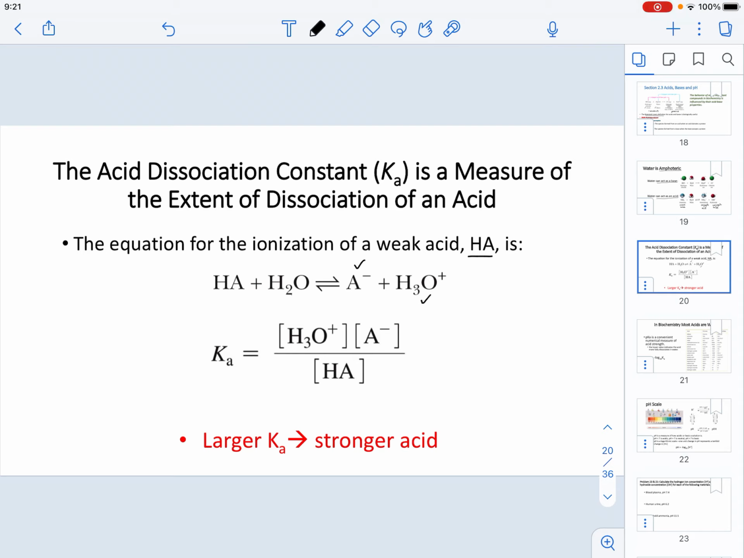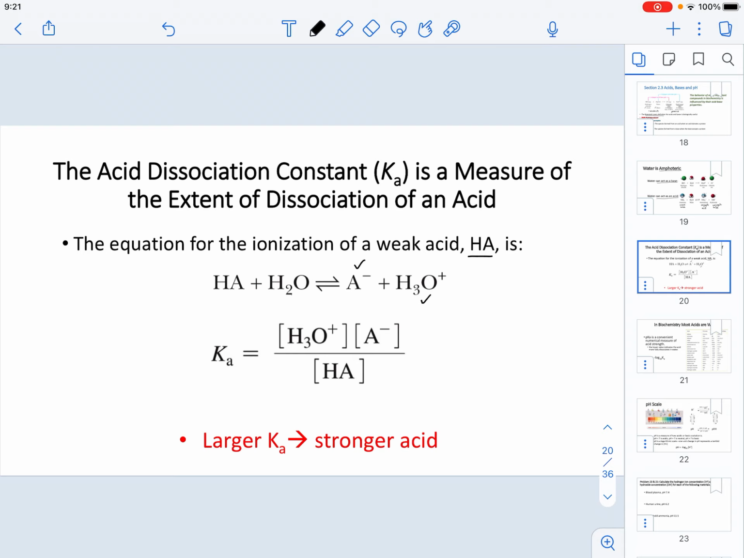The only thing is that you see that the term for water is not included in the equation because water is going to have a constant composition. So in general, when you have the Ka, understand that it is going to be the concentration of the hydronium times the concentration of A minus, in other words, the conjugate base, everything divided by the concentration of the weak acid.